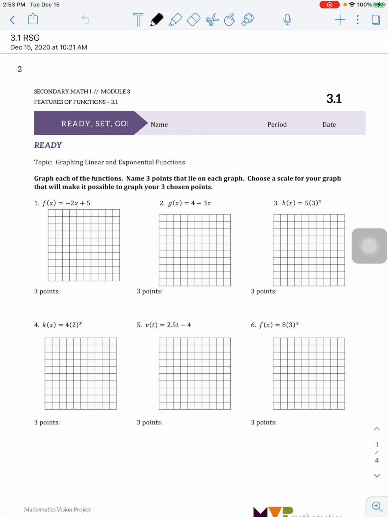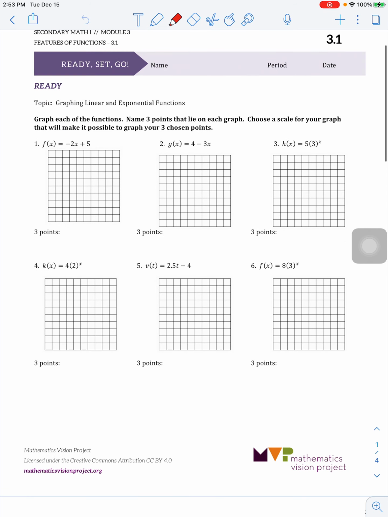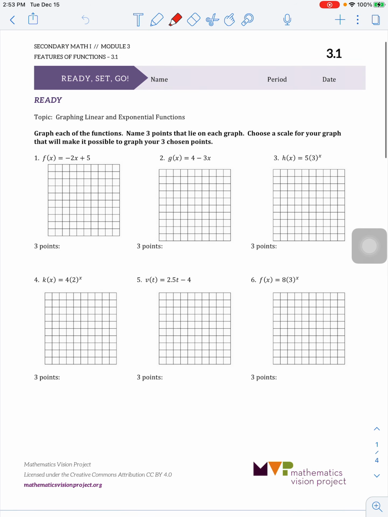Module 3.1, Ready, Set, Go. The ready of this section is very similar to what we did the week before winter break. You can go back and look at those lessons when we practiced graphing. So each of these are in slope-intercept form. Oh, no, they're not. Some of them are exponential.